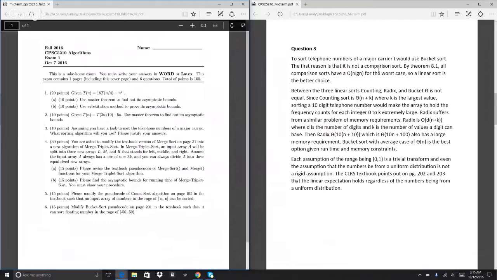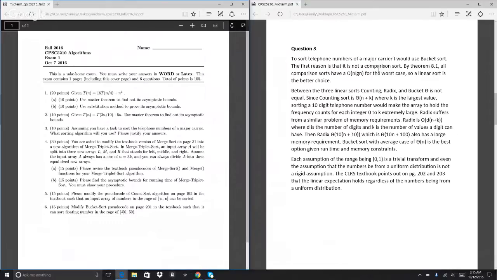So that leaves bucket sort with an average case of theta n, and that's the best option given the runtime and the memory constraints. Now, even though this average runtime is very good, I just want to point out that the bucket sort does have 2 assumptions. One is the range, and one is the distribution from which your sample comes.